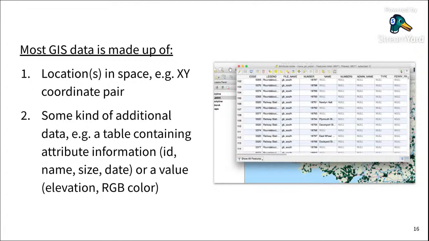Another core concept is that GIS data also acts as a database. So we have two components to GIS data. The first is where it's located in space. This might be as simple as a point location, which is a coordinate pair, an XY location in space. But in addition, if we look inside that GIS data set, we can see that there is a database that contains other kinds of information about that spatial location. So in the screenshot, we're seeing an attribute table. I'll talk about that in a minute. But that contains all kinds of other information like the file name, the number, admin name, and so on.